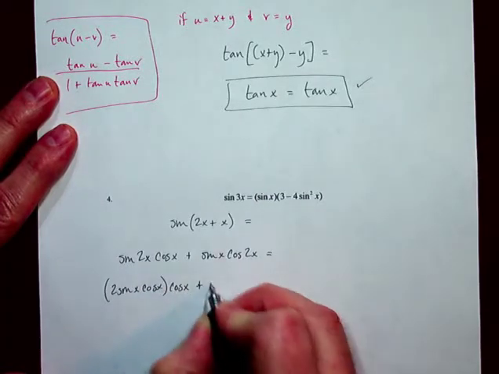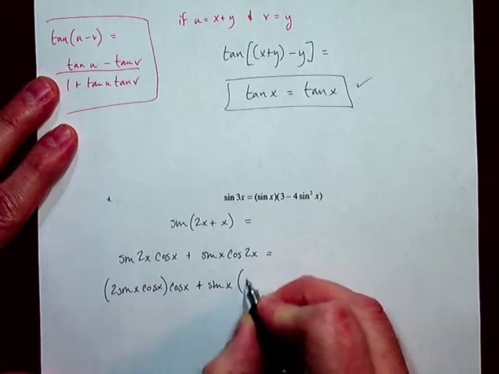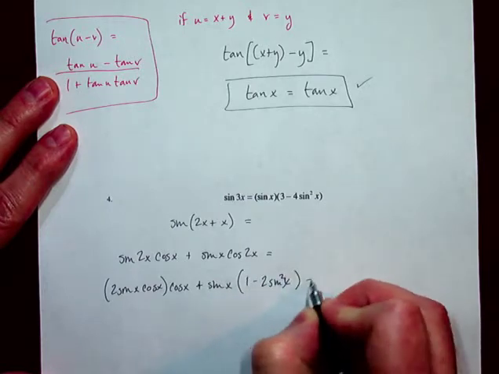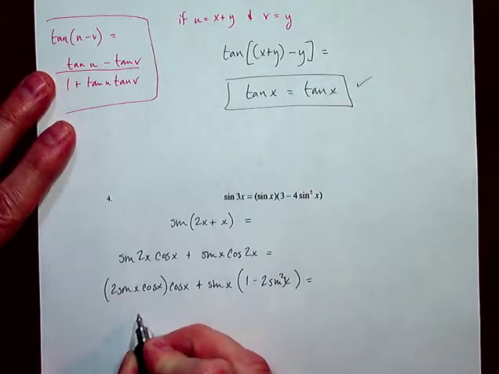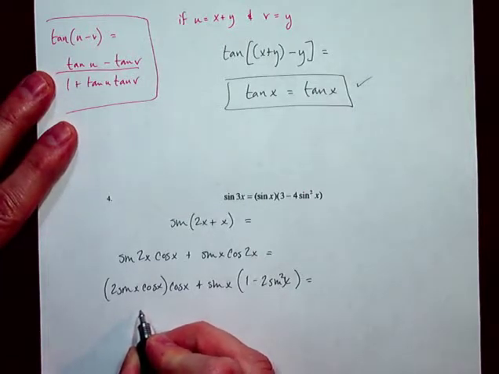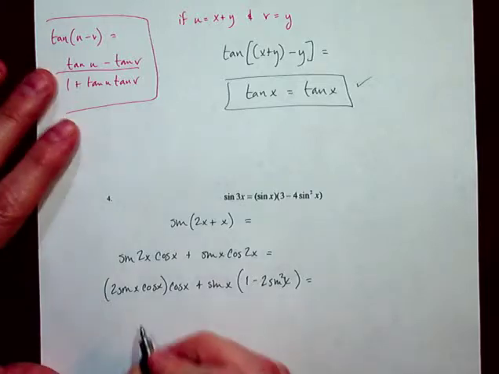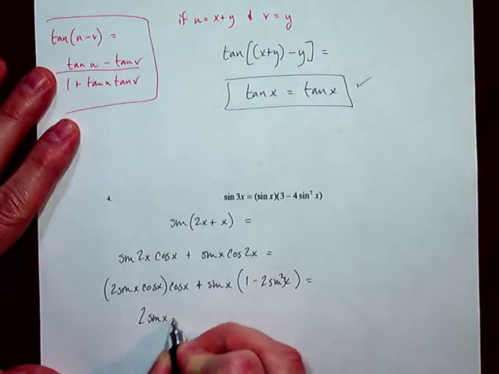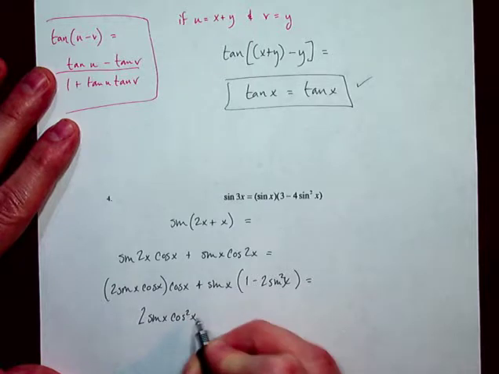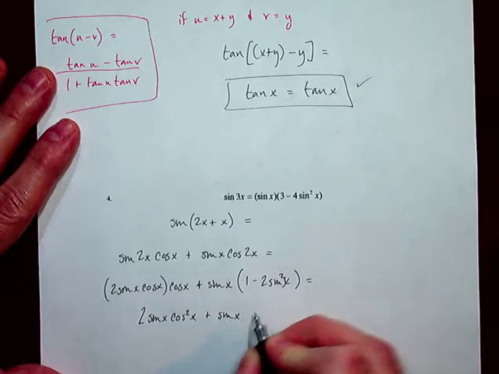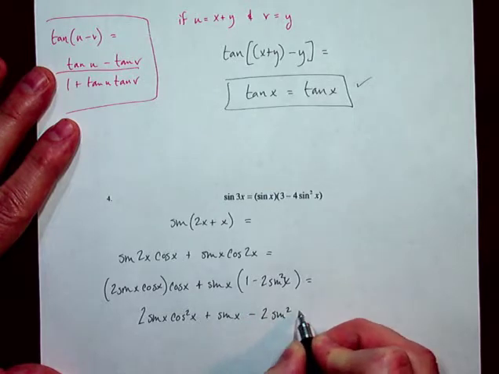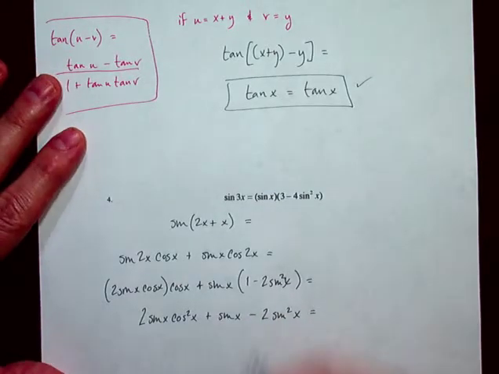And I've just specified which of the cosine 2x double angle identities I'm going to use. And now I simply need to distribute and see how I can collect terms and all that sort of jazz. Let's go ahead. That becomes 2 sine x cosine squared x plus sine x minus 2 sine squared x. Or sine cubed x, sorry. That's my bad.